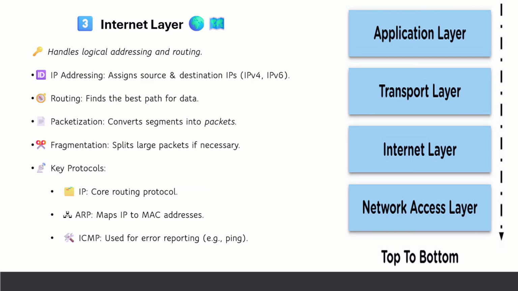3. Internet layer. Logical addressing. The internet layer is responsible for logical addressing, IP addresses, and routing data packets across networks. It enables communication between devices on different networks.